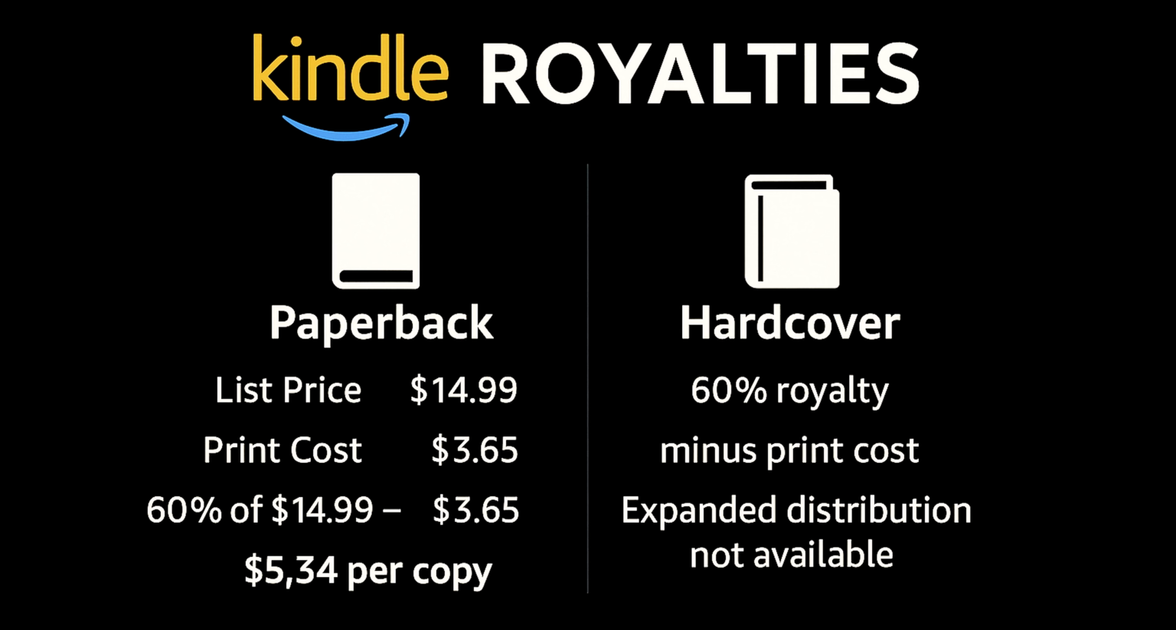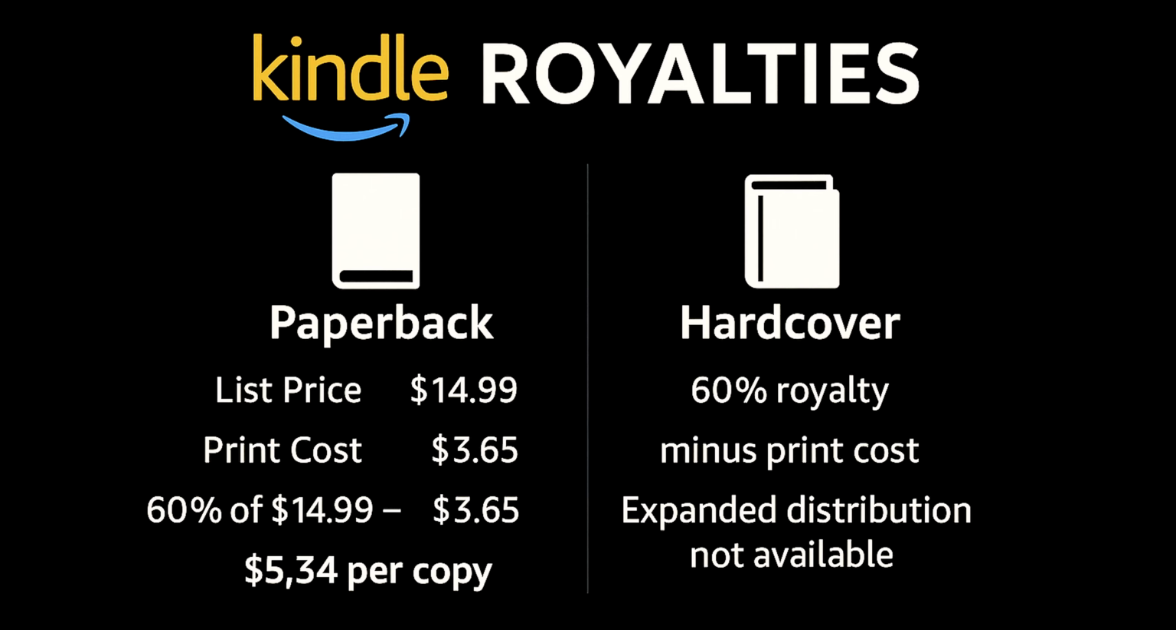Unlike ebooks, print books have production costs, so your royalties work a little differently here. Amazon takes out a base print cost for every copy sold. That cost depends on things like how many pages your book has, whether it's black and white or color, and the type of paper you choose. After that, you keep 60% of the list price minus that print cost.